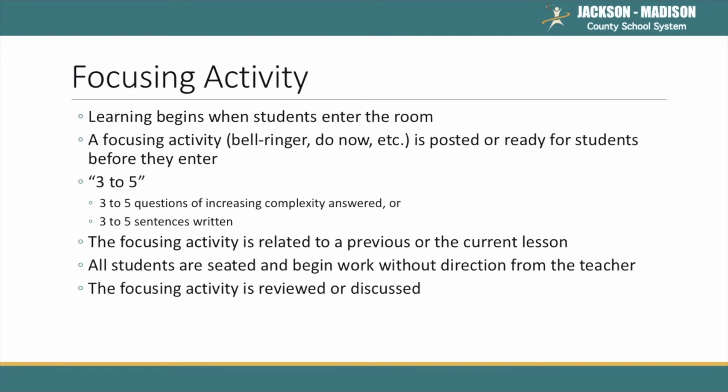Now, it's important to note here that the 3 to 5 rule of thumb is just a suggestion. So that doesn't mean if you have 2 questions of increasing complexity that you're necessarily wrong, or if you have 6 questions of increasing complexity that you are wrong. The 3 to 5 rule is simply a starting point.